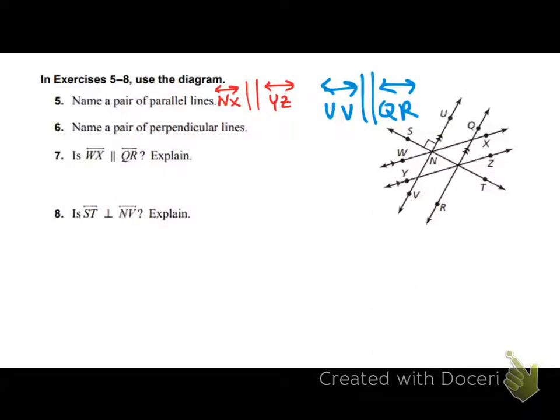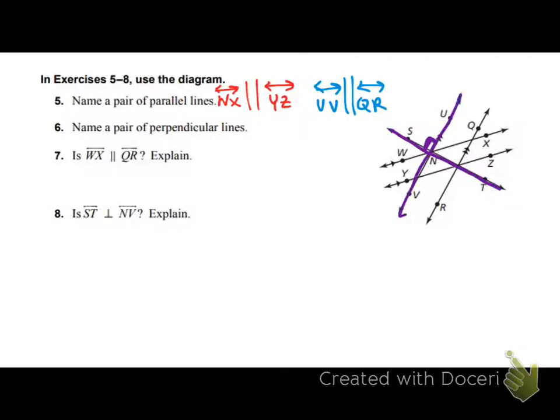Number 6, name a pair of perpendicular lines. So what am I looking for in this picture to find perpendicular lines? The box at right angle. I'm just going to highlight what the box sits on, what both sides of them sit on.